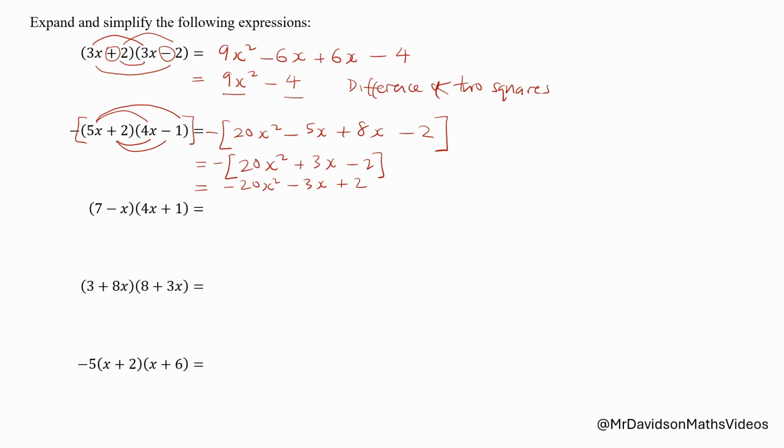This next bracket over here, we're going to expand a similar way. 7 times 4x gives me 28x. 7 times 1 is plus 7. Minus x times 4x is minus 4x squared. And minus x times 1 is minus x. Rewriting this and simplifying in descending powers of x, minus 4x squared will come first. It's a negative quadratic. Minus x plus 28x is plus 27x plus 7.